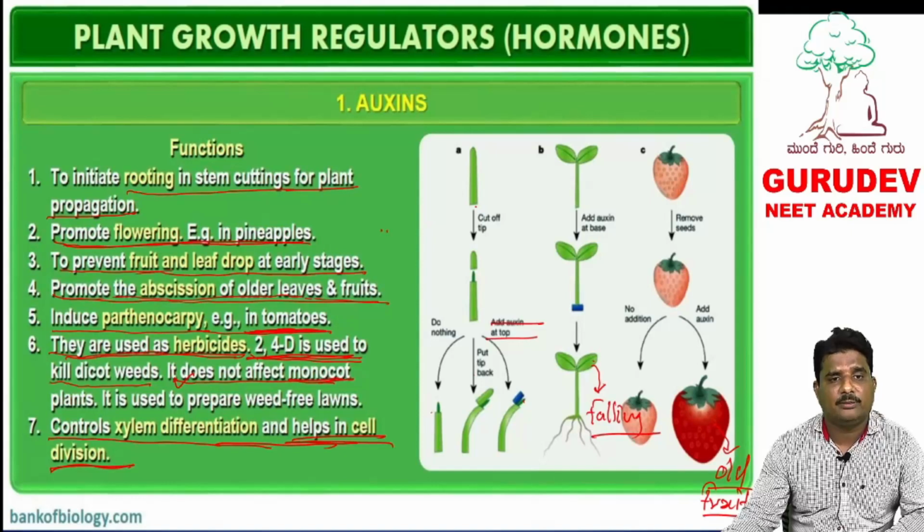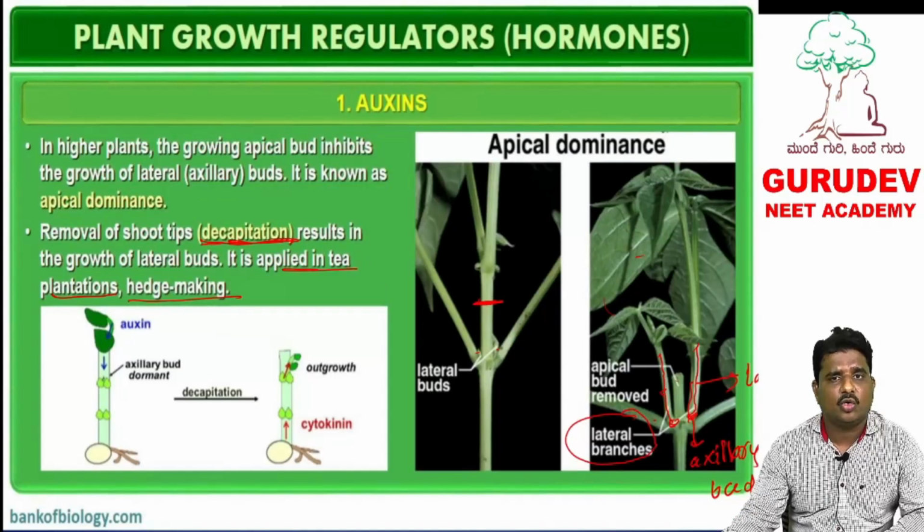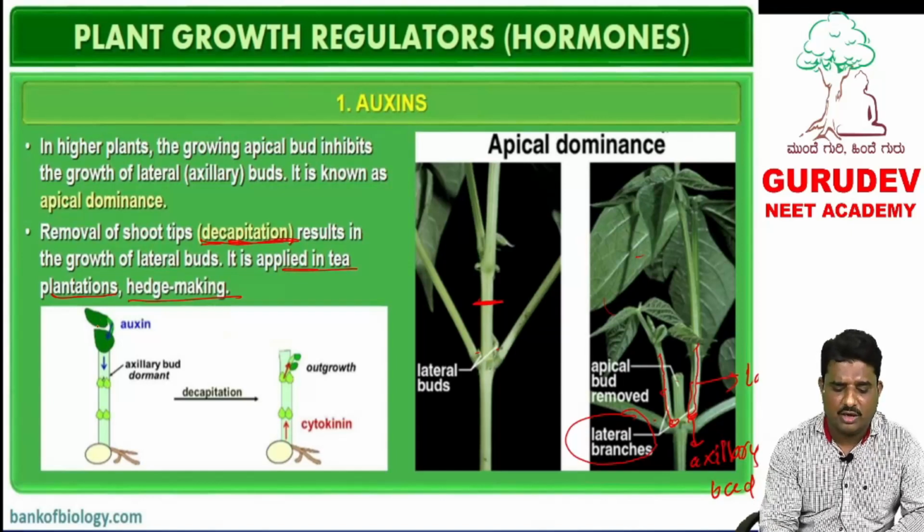Flowering is promoted, and fruit and leaf drop in early stages is prevented. If early fruit fall and leaf fall happen, the productivity of the plant will decrease. It is also used to kill dicot weeds among monocot plants; that is herbicide use, an unwanted plant killing process. It also has a role in xylem differentiation and cell division. The most important function we have studied is apical dominance.